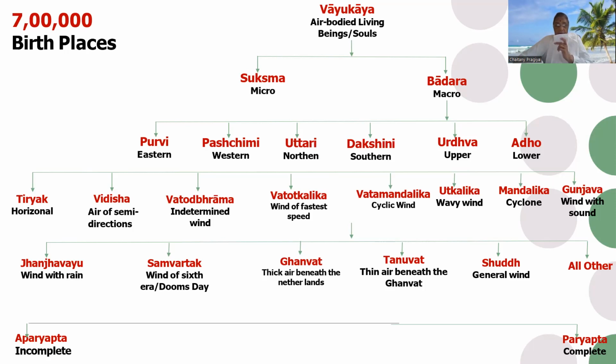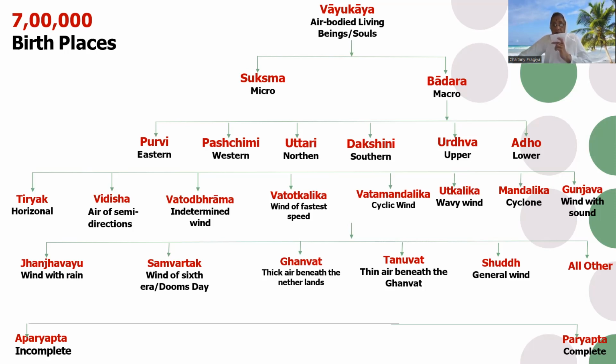We know that according to Jainism, there are 7 Netherlands. Each land is having this kind of thick air below it. And there is Dhanvat, which is below the Ghanvat. And it is also very big in width and length, but it is also there below each of the Netherlands. So this is called Dhanvat, which is a kind of thin air beneath the Ghanvat.